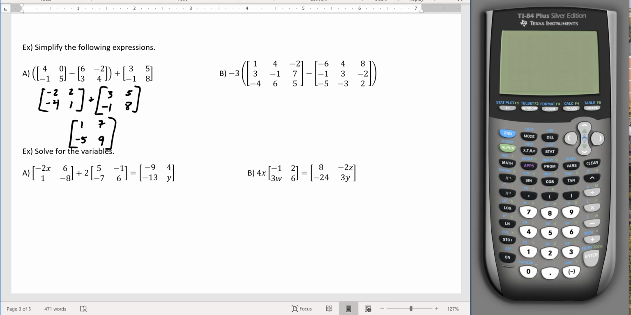All right, let's check in with letter B here. Let's see how we did. So first thing I'll need to do is this subtraction. So I'll say negative 3 is going to be multiplied times whatever I get from the subtraction.